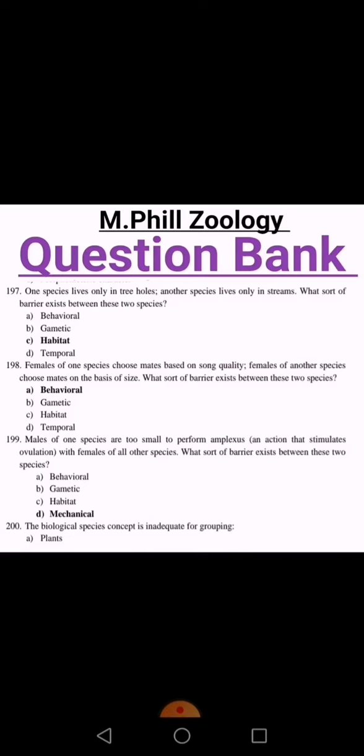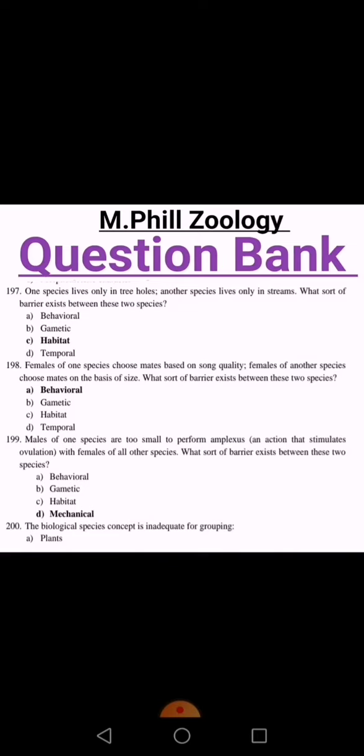Males of one species are too small to perform amplexus with females of all other species. Amplexus is an action that stimulates ovulation. What sort of barrier exists between these two species? That is mechanical. Option D is right.